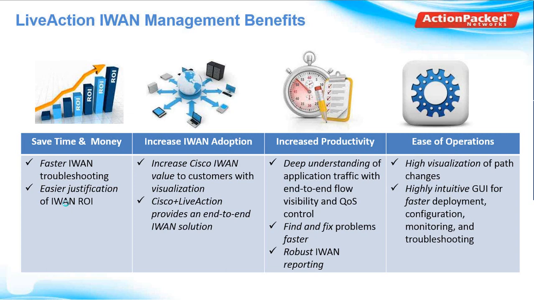Together, LiveAction and Cisco provide an end-to-end IWAN solution to our customers, and compared to expensive hardware probes, Cisco and LiveAction is a better value proposition. The third thing is increased productivity. LiveAction visualizes everything, right? So that provides the user with a deeper understanding of application and network performance issues. We not only help you find the problems, we help you fix the problem through our graphical QoS configurator and robust IWAN reporting. And then on ease of operation, you will see it for yourself in the demo that our GUI is very powerful and easy to use.